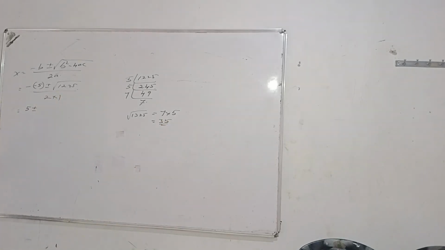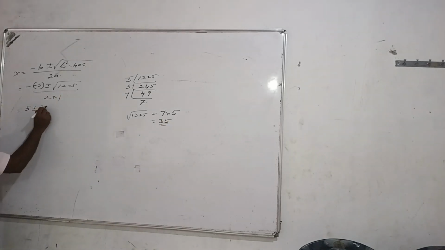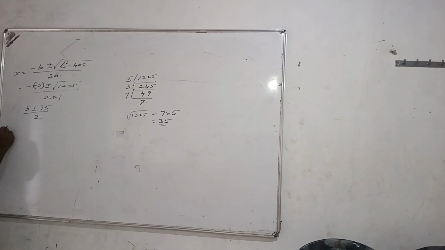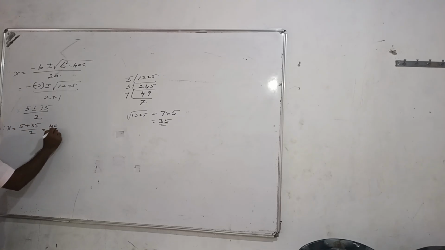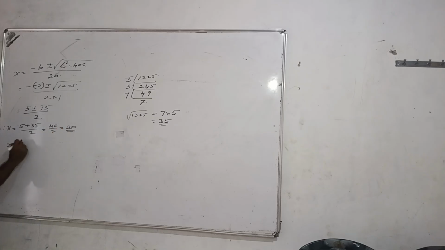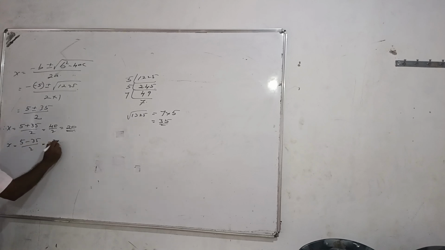So we can write here 5 plus or minus 35 divided by 2. Therefore, x is equal to 5 plus 35 divided by 2, that is 40 divided by 2, that is 20. Or x is equal to 5 minus 35 divided by 2, that is minus 30 divided by 2, minus 15. So sides cannot be negative, so we can take the value x is equal to 20.